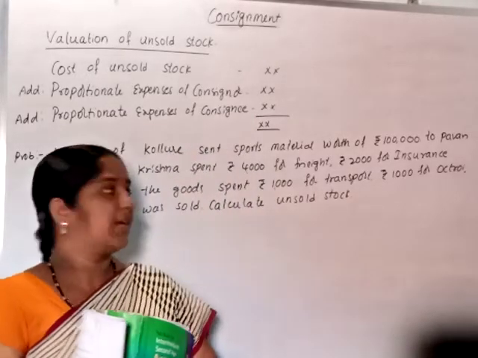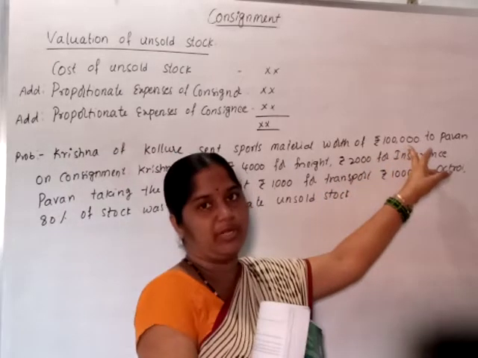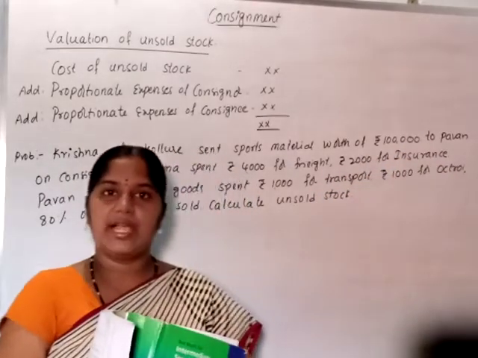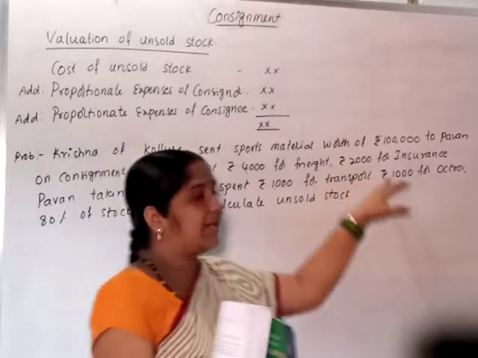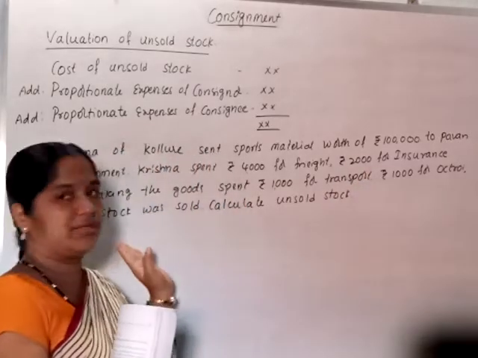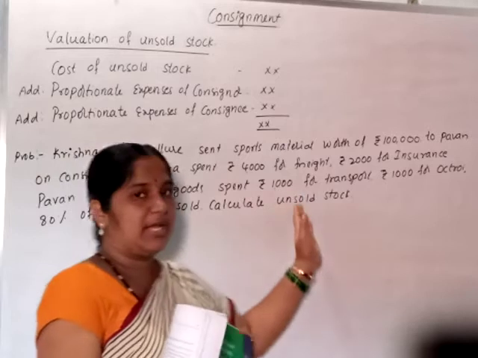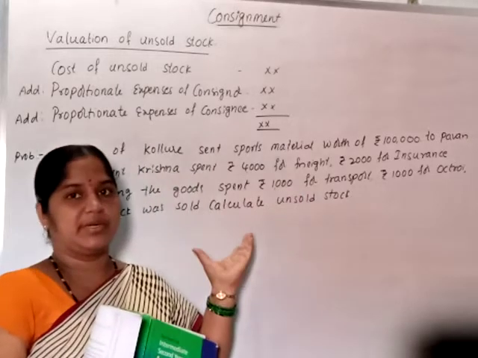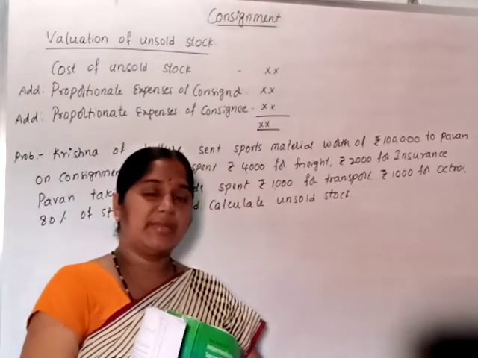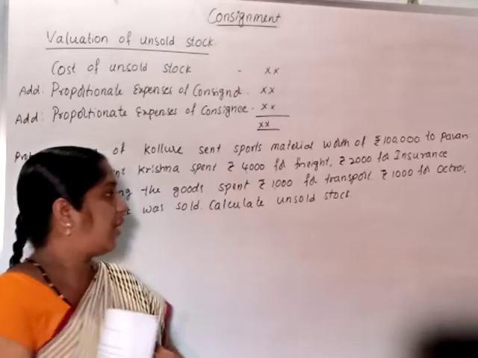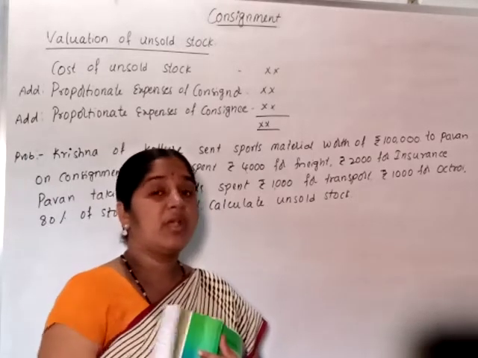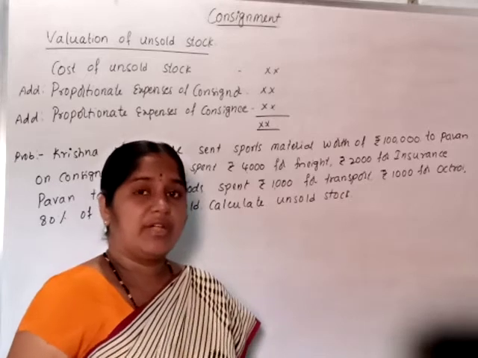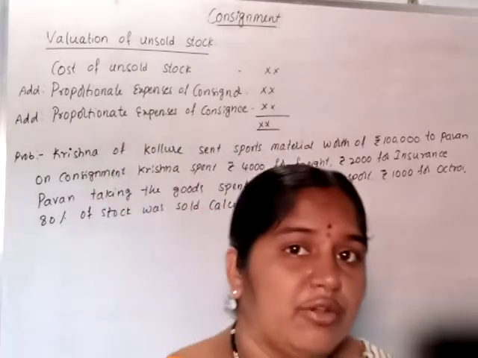Total goods sent on consignment value is 1 lakh rupees only. You treat that as 100%. Out of that 100%, he sold 80% of the goods, so the remaining is 20% only. So the unsold stock percentage is 20%. Find out what the unsold stock value is now.